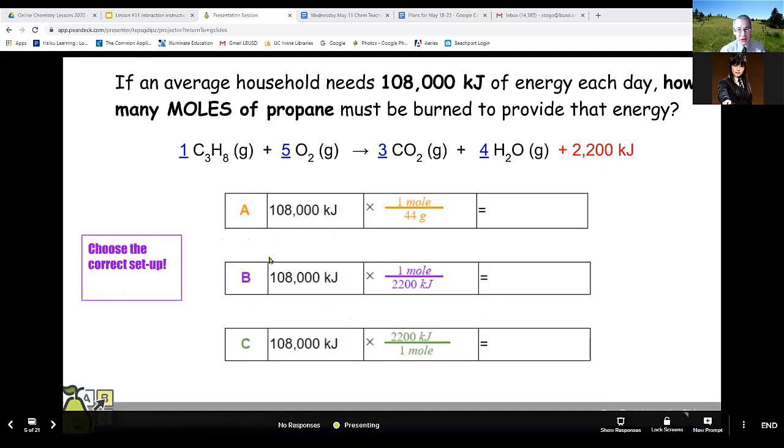All right, here's your first chance to do some dimensional analysis. I'm asking you just to choose the correct setup. Don't try to answer the whole question. Just say, which of these setups, there's an orange one A, there's a purple one B, there's a green one C, which one looks right for answering the question? So choose the correct setup, please.